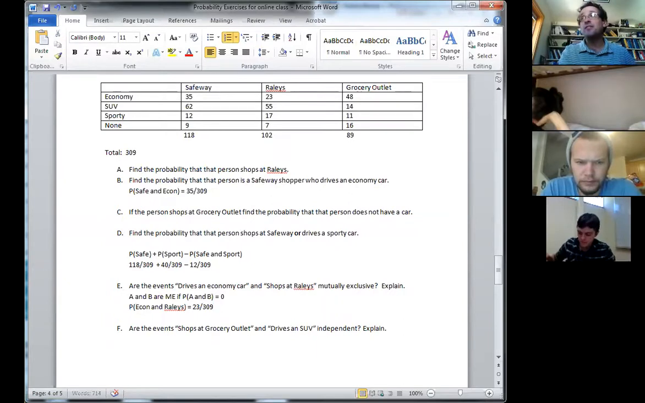Okay, now the next question should be the easiest question of the day. Is that equal to 0? If you take 23 and divide by 309, do you get 0? No. So the answer is, not 0, so not mutually exclusive.